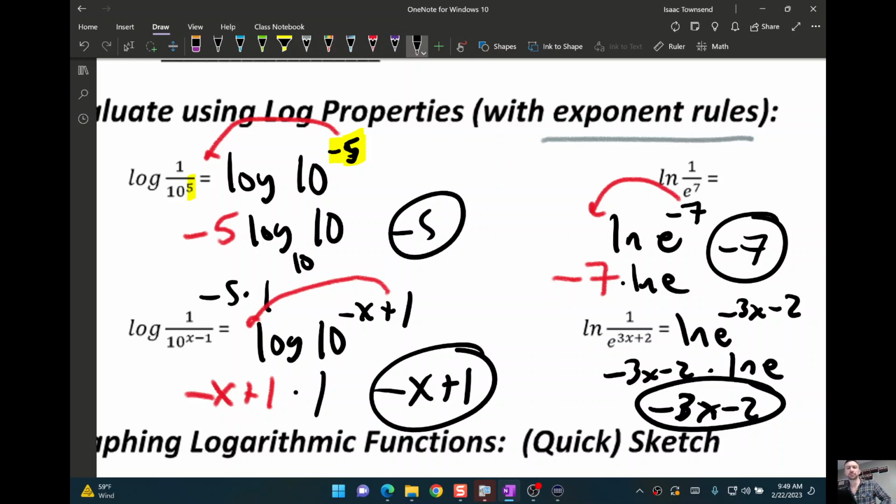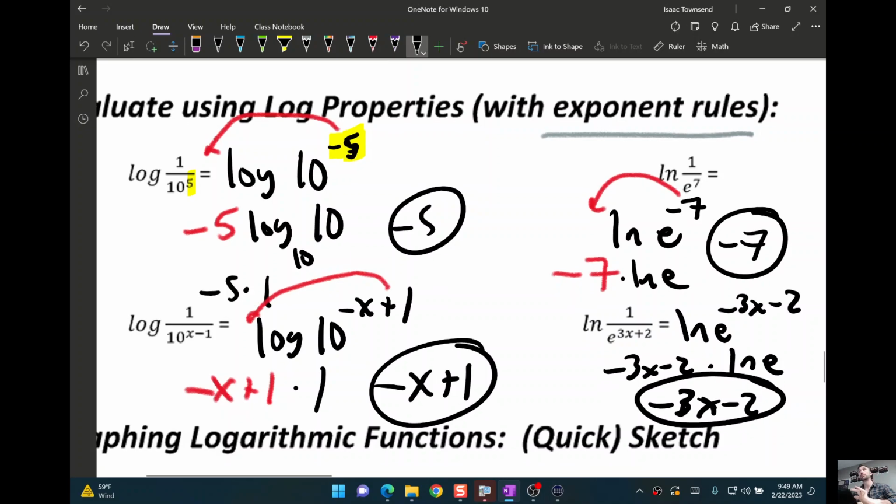I think last year you probably did some expanding and condensing of logarithms, and we will do that as well. So when we do that, you will actually have an option on how to work these, but temporarily this is all you can do. Move them up, even if it makes a negative exponent, so that you can apply that property of bringing it down.